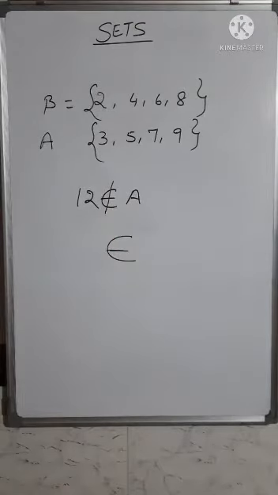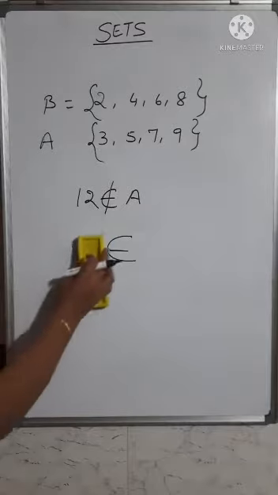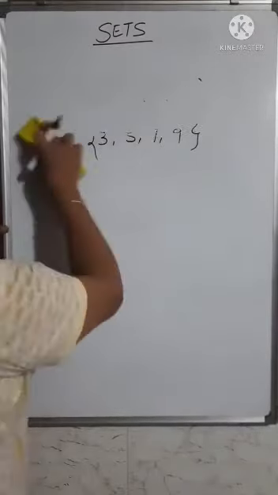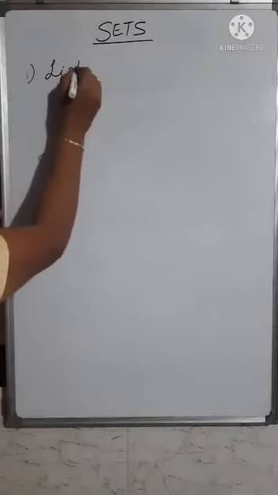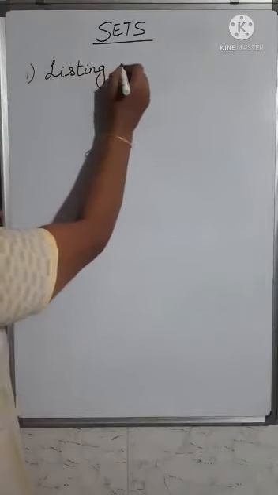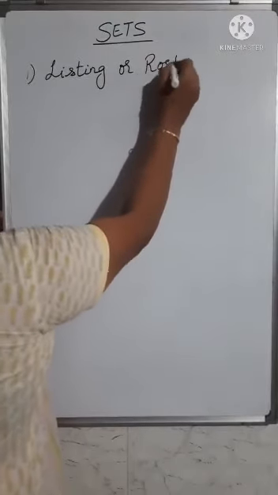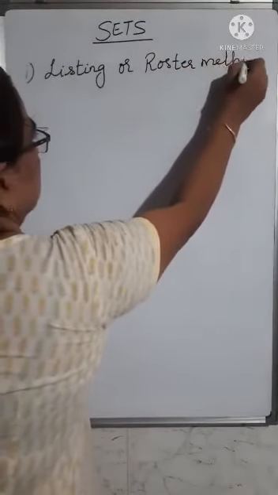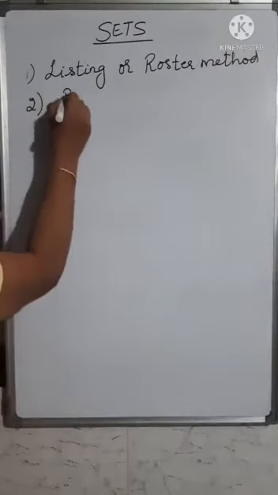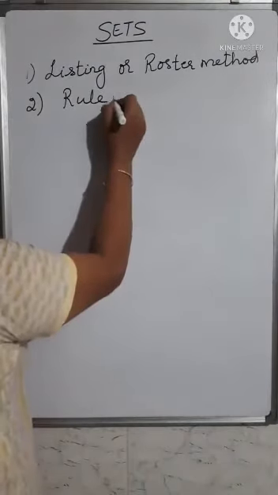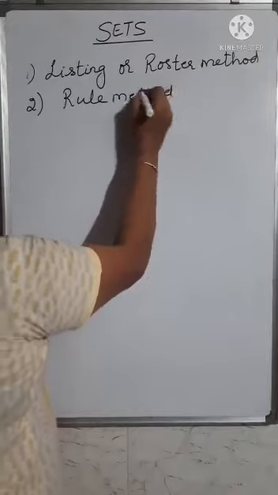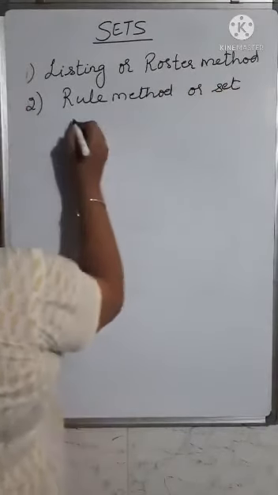Now the different methods of representing or writing the sets. Sets can be written in two ways. One is the roster form, also called the listing method. The second one is the rule method, or the set builder form. So the first one, listing, is also called the roster method. The second one is rule, also called the set builder form, the rule method.